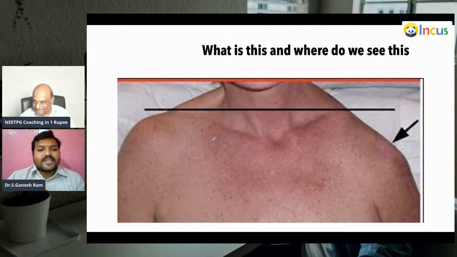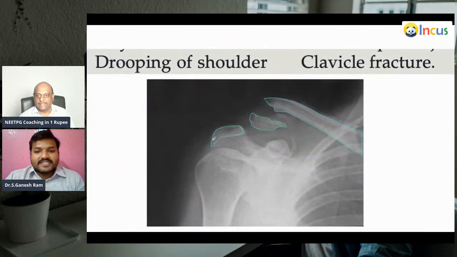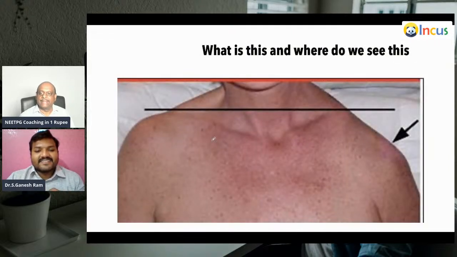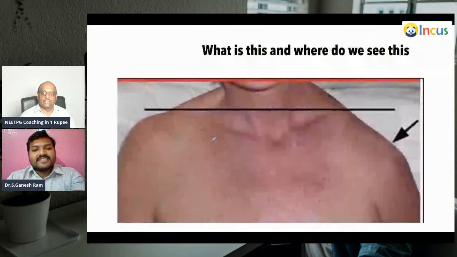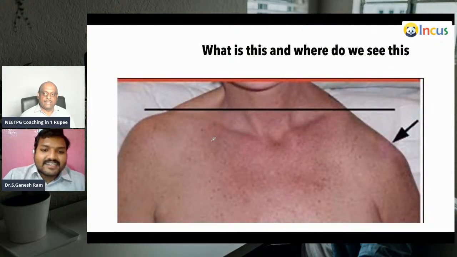This is shoulder drooping, sir. So usually seen in clavicle fracture, you can see the redness around the shoulder. The left shoulder here is drooped. Left shoulder is drooping, and you can see the redness around the clavicle. It's a fracture, so it's drooping.